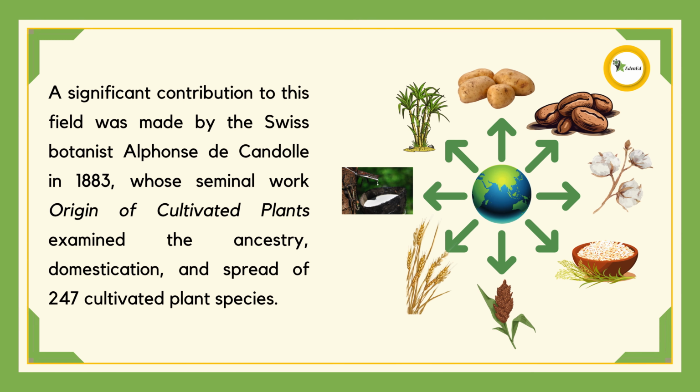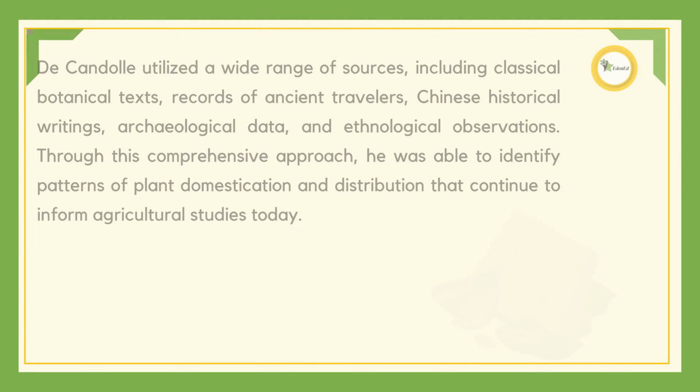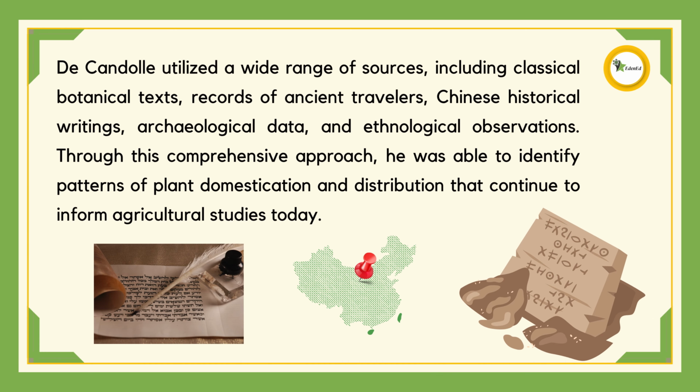A significant contribution to this field was made by the Swiss botanist Alphonse de Candolle in 1883, whose seminal work Origin of Cultivated Plants examined the ancestry, domestication, and spread of 247 cultivated plant species. De Candolle utilized a wide range of sources, including classical botanical texts, records of ancient travelers, Chinese historical writings, archaeological data, and ethnological observations. Through this comprehensive approach, he was able to identify patterns of plant domestication and distribution that continue to inform agricultural studies today.